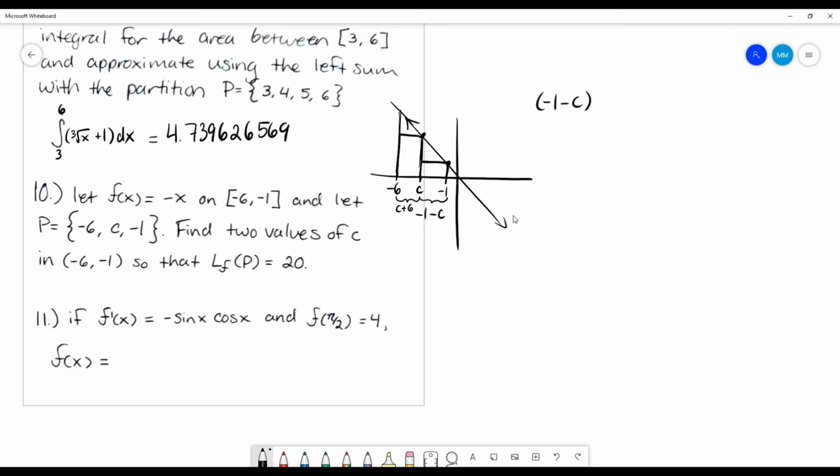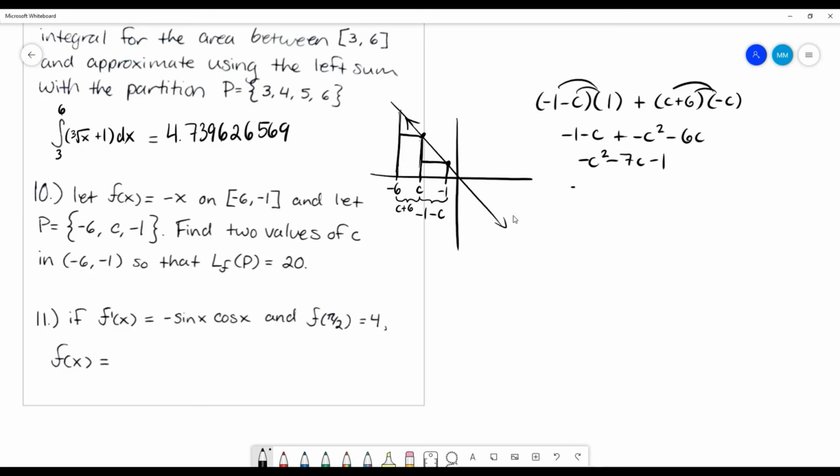is -1 minus c, times this height here, which is plug in -1 to -x, that's just 1, and then plus the area of this rectangle here, so it's going to be c plus 6 times this height, which is a -c, right, because if I plug that in there. So then I get -1 minus c plus -c squared minus 6c. Combine like terms, that's a -c squared minus 7c minus 1.